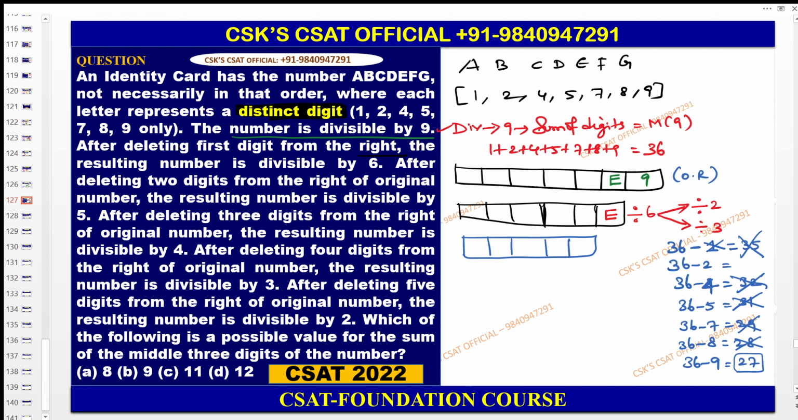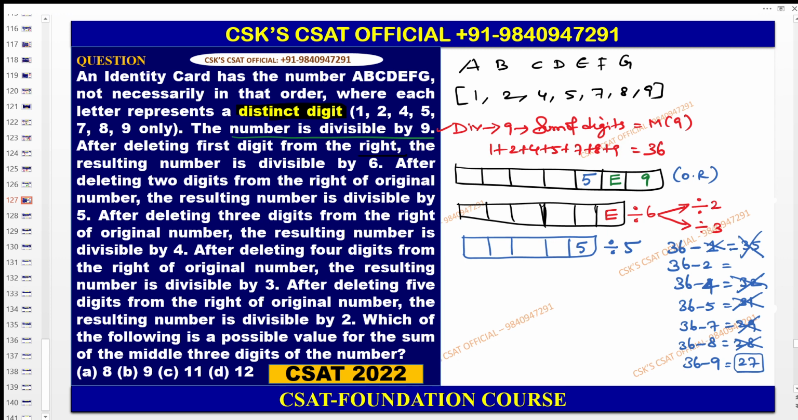Okay, so when it becomes like this, the resulting number is divisible by 5. In order to be divisible by 5, the unit place is 0 or 5. But here 0 is not permitted according to the question. Distinct digits, it starts here with 1. So therefore it is 5. So fill this here with 5.